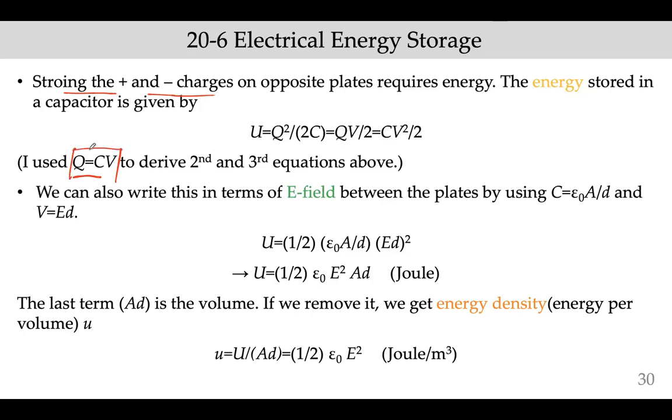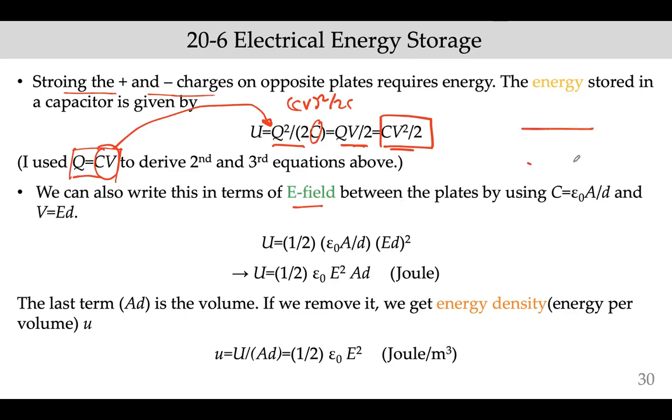For example, if instead of Q you substitute CV, this will be CV squared divided by 2C, which will give you CV squared divided by 2. Or if you get rid of C by again using this formula, you can rewrite U, the potential energy, as QV divided by 2. So you can use any of these. They are equivalent.